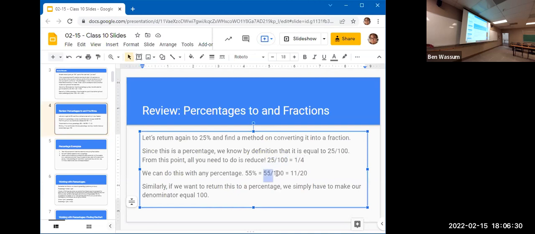And it actually works for any percentage. Like I put as an example here, 55 over 100. You would look at that and say, I can't really see a whole lot that would go in there, but 5 will go in there. So you give it a shot. 5 goes into the top 11 times. 5 goes into the bottom 20 times. And we ended up with 11 over 20.